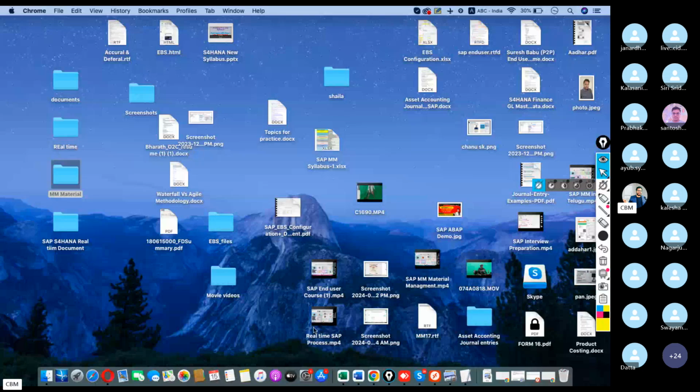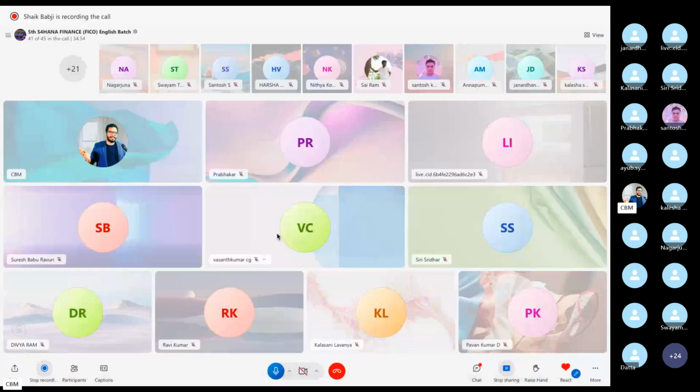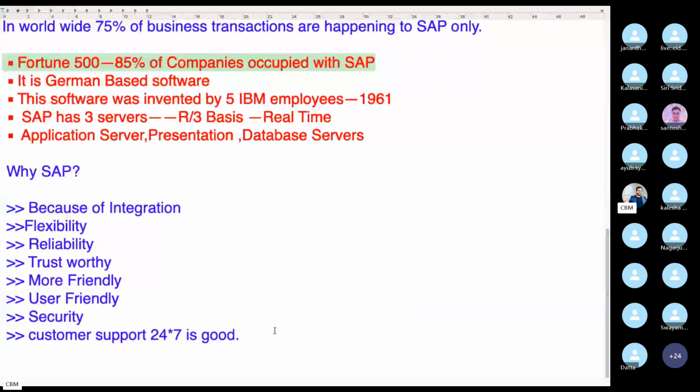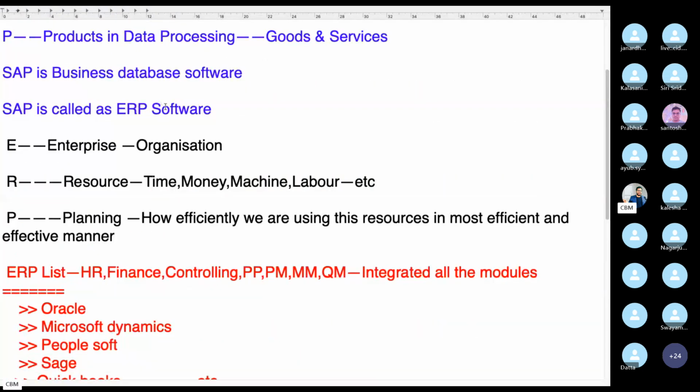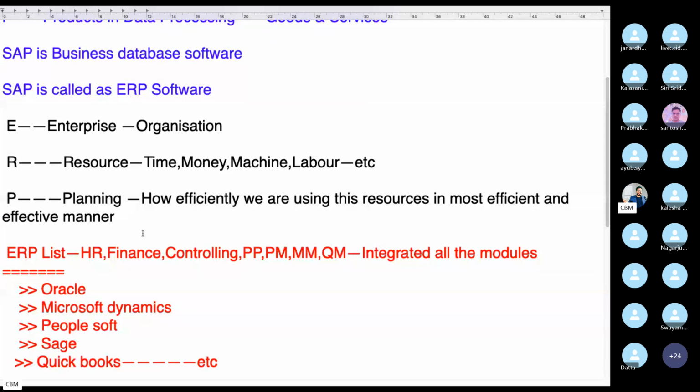So this point you should understand. The next pointer is, what is ERP? Just now I explained, ERP means it is an integrated planner.